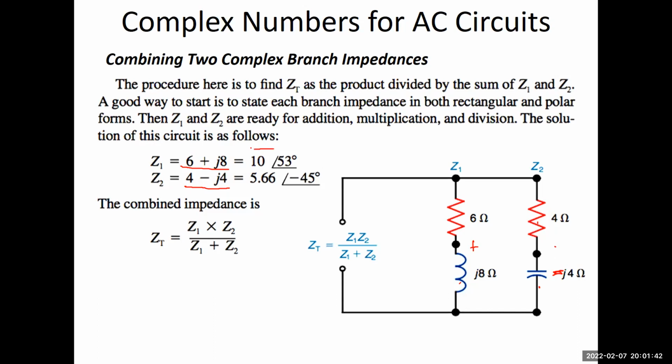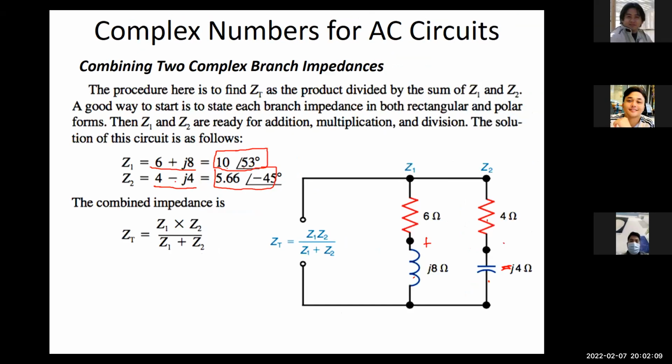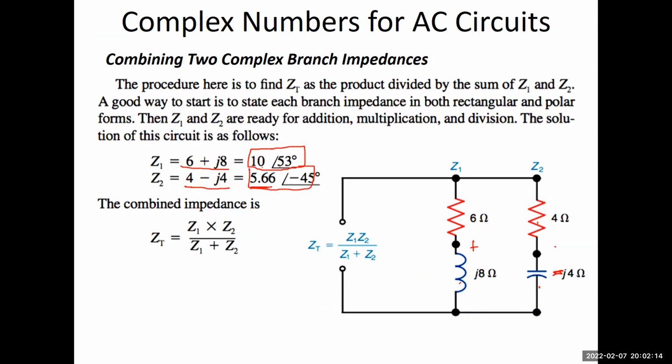And this is the converted rectangular form to polar form. Okay? So 6 plus J8 in rectangular form is equal to magnitude 10 and phase angle of 53 degrees in polar form. Similarly, with Z sub 2, we have 4 minus J4 in rectangular form. And the equivalent of the 4 minus J4 in polar form is magnitude 5.66 with the phase angle of negative 45 degrees.